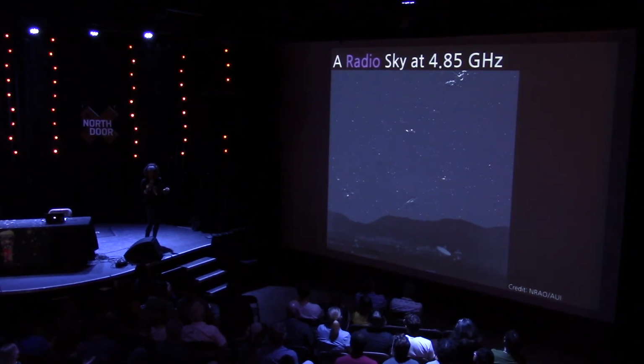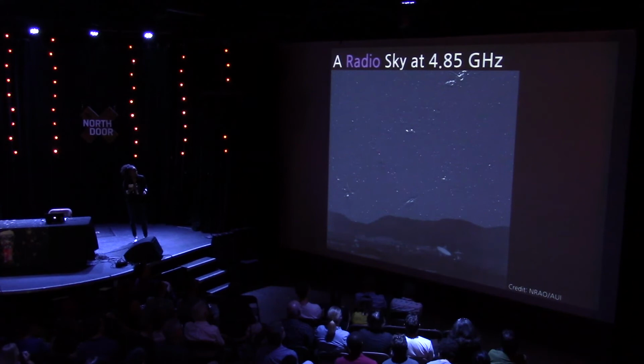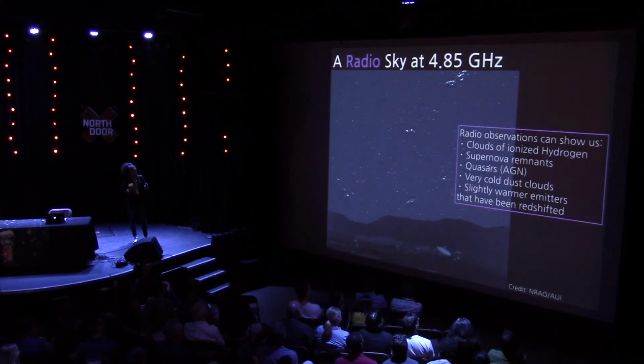These points are not stars. They're actually distant quasars, so they're super bright galaxies that are really bright in radio. And yeah, you're definitely not seeing this stuff in visible light. Radio observations are awesome. They can tell you all of these things that visible wavelengths can't.